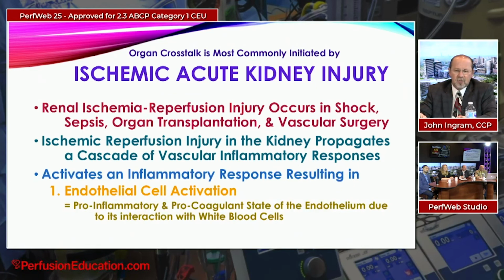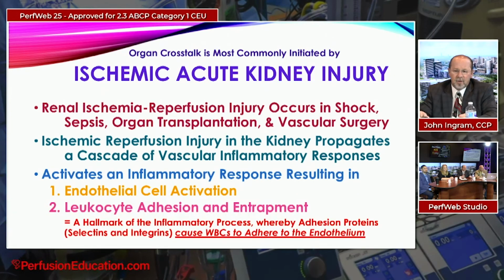This is really a take-home slide for anybody who likes to take notes. This is probably one of the most important slides in this talk, because this inflammatory response activates endothelial cell activation. Most people don't think about it on the endothelial cell level, but if you think about what happens here, the endothelial cells become pro-inflammatory and pro-coagulant, and it's due to their interaction with the white blood cells.